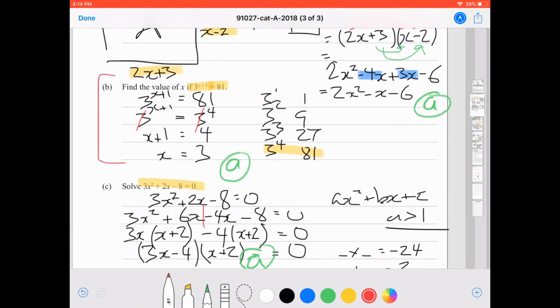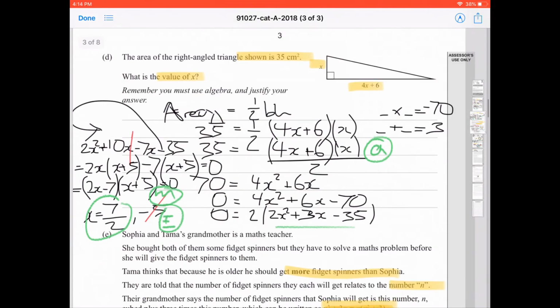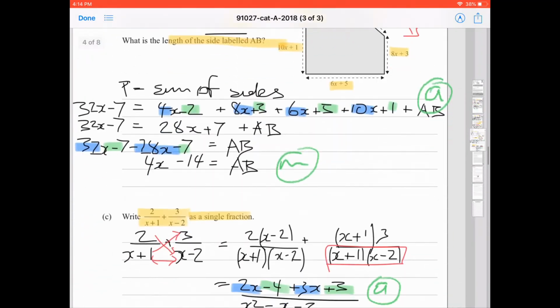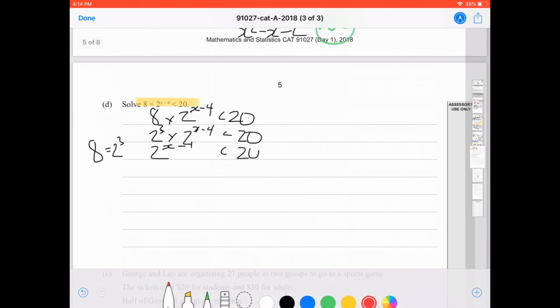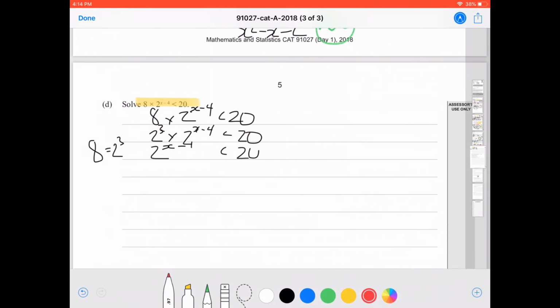Okay, but now we're working with 2's and powers of 2. Also, it's an inequality, so we're saying less than 20. Okay, so that makes it a little bit difficult. Let's write out the powers of 2, because we want to transform this right-hand side somehow as well. 2, 4, 8, 16, 2 to the power of 5 is 32.